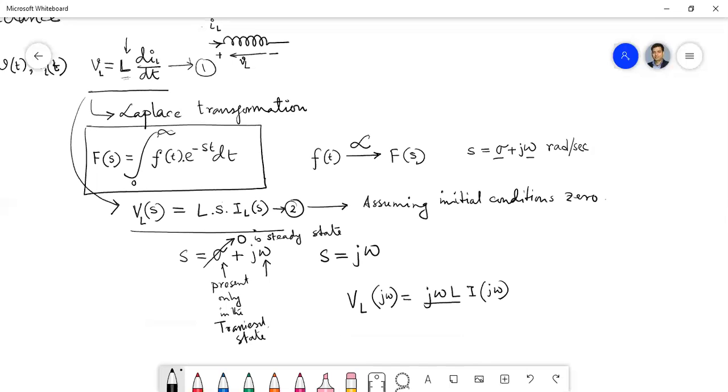So it becomes a function of j omega, because S becomes j omega. Now, what we can write here is that we have an element where the voltage across it is VL and the current through it is IL. And this VL by IL is j omega L, or jXL.